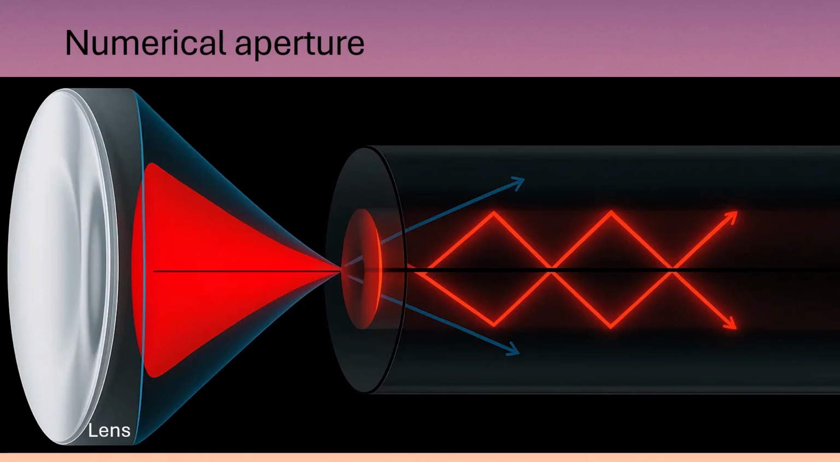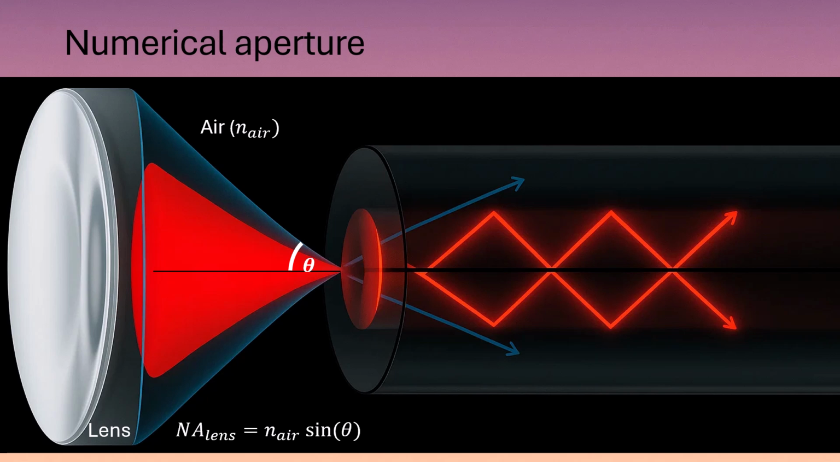Another way to define the aperture is by looking at the size of the cone of light where the light is focused. Let's consider a lens focusing light, shown in blue. The numerical aperture is defined as the product of the refractive index of the medium where the light is focused and the sine of the maximum angle, theta, between the focal point and the edge of the lens.